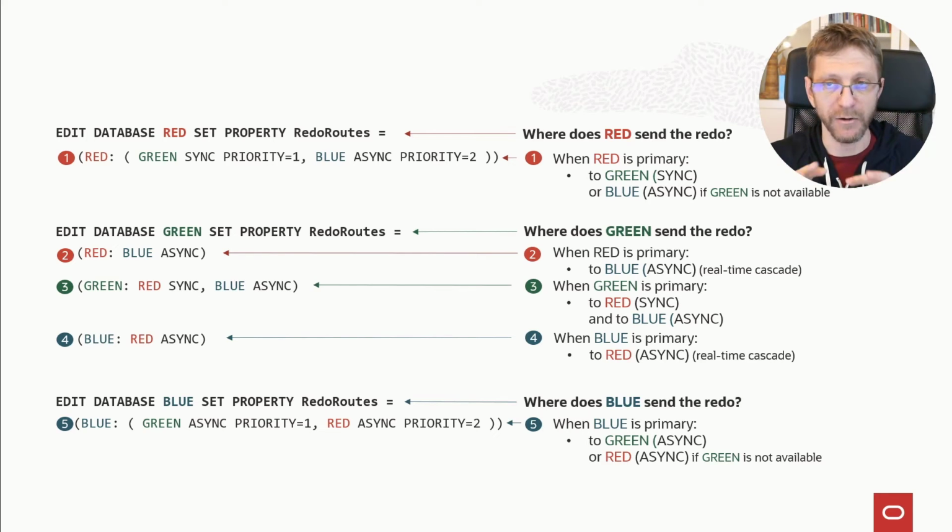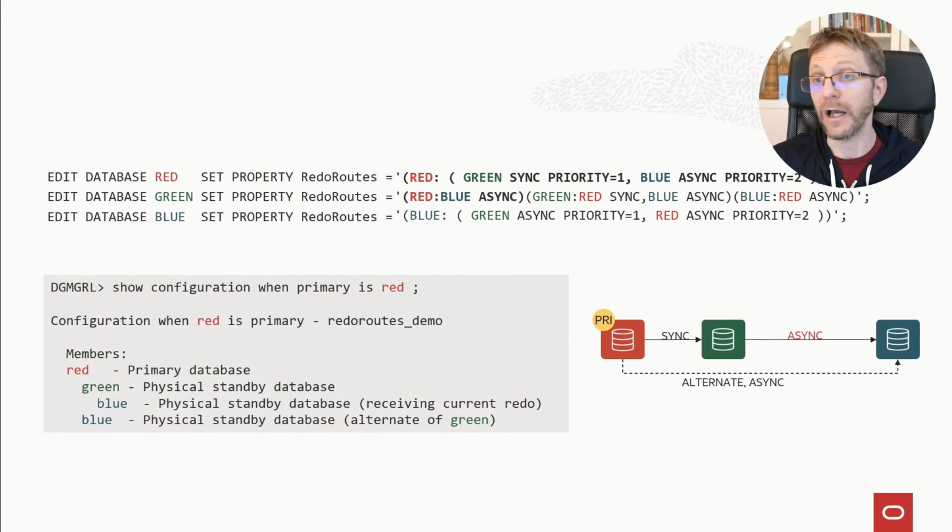How can I verify when I set the rules if they are set correctly? I set the rules, I check for the current situation, my primary will be red, so I can see if the redo stream is modifying accordingly. But I can also use the Data Guard broker command that is show configuration when primary is. So I can, let's say, fake the output of the broker to match what would be the outcome if I do a switchover to blue or green or red without the need of switching and testing myself, because maybe I cannot do a switchover right now.